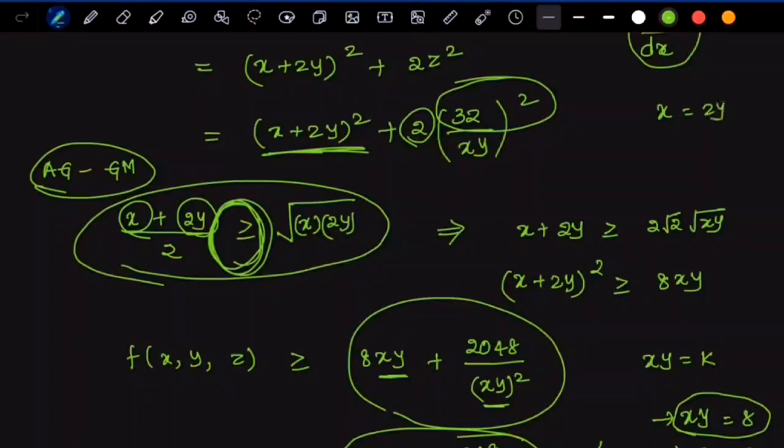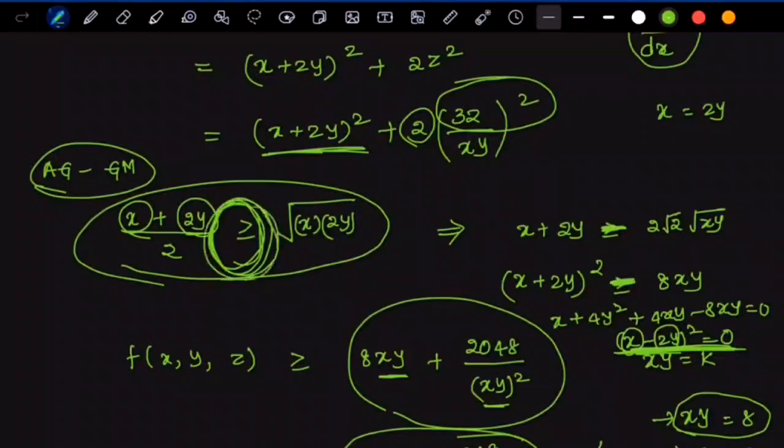All right. If you have any doubt in this, I can show you here. If you put this equal to here, you will get x square plus 4y square plus 4xy minus 8xy is equal to 0. And this is simply x minus 2y whole square is equal to 0. A perfect square will be equal to 0 only when x is equal to 2y. All right. So this yields a minimum value only when there is an equality sign here instead of greater than or equal to. So x is equal to 2y.